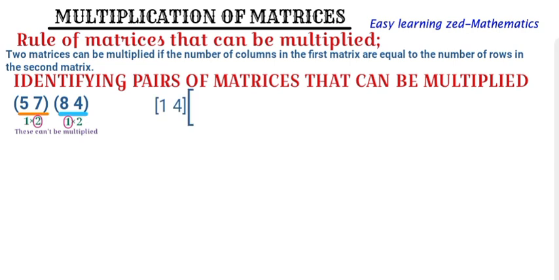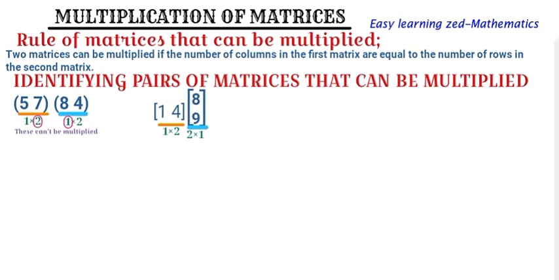So these are the two matrices we have. Now let's write the order of these two matrices. Let's start with the one I've underlined in orange. What is the order of this matrix? This matrix has the order of 1 by 2. It has 1 row and 2 columns. The one I've underlined in blue has 2 rows and 1 column, so it's going to be 2 by 1.